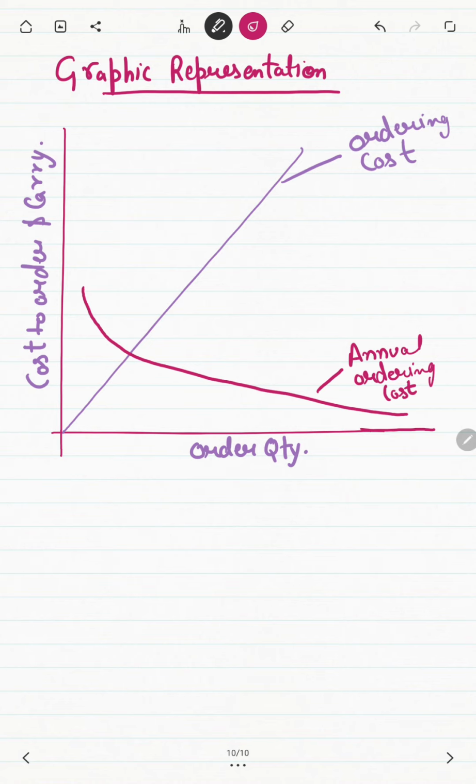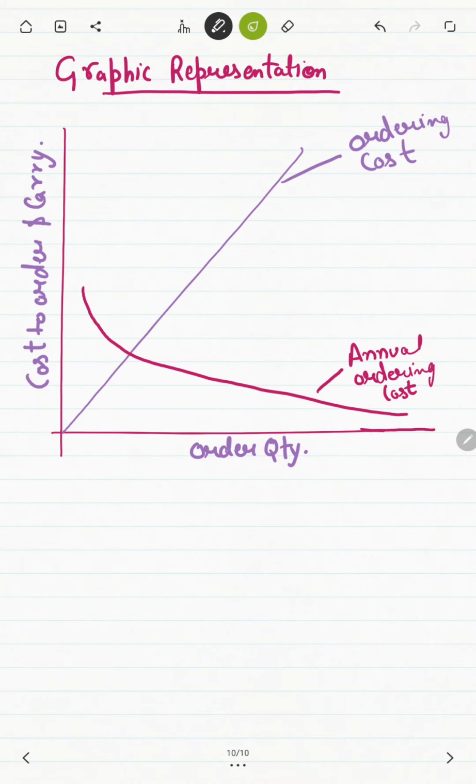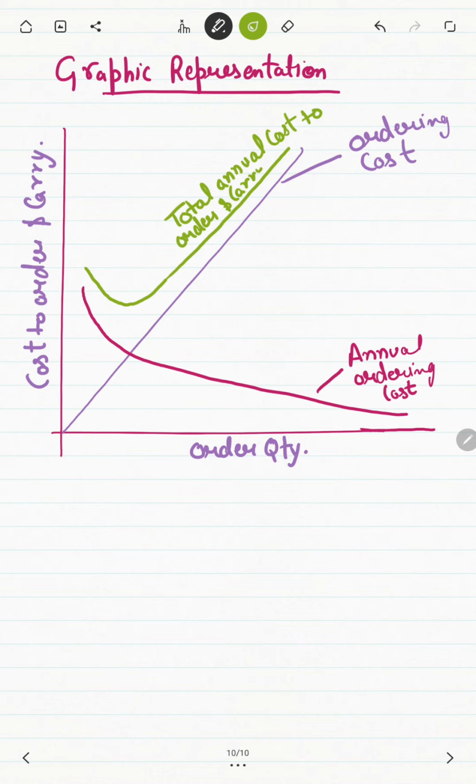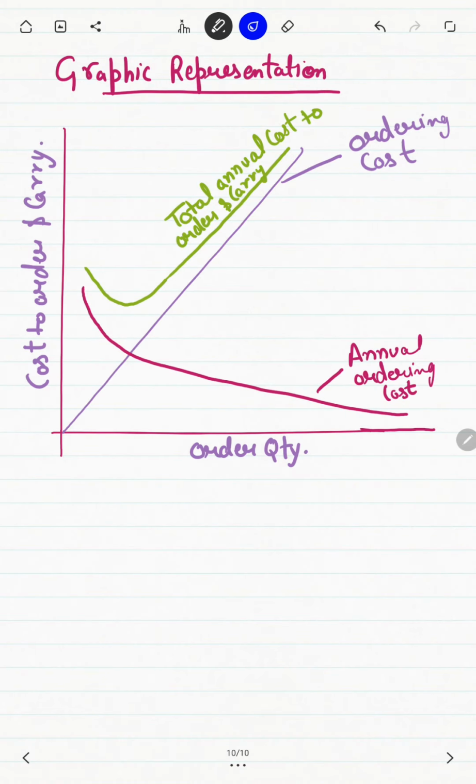Now a third line will be drawn of the total annual cost to order and carry. It will be like this. This is the total annual cost to order and carry. So a low point will be calculated, and on the basis of this low point we can have our economic order quantity.